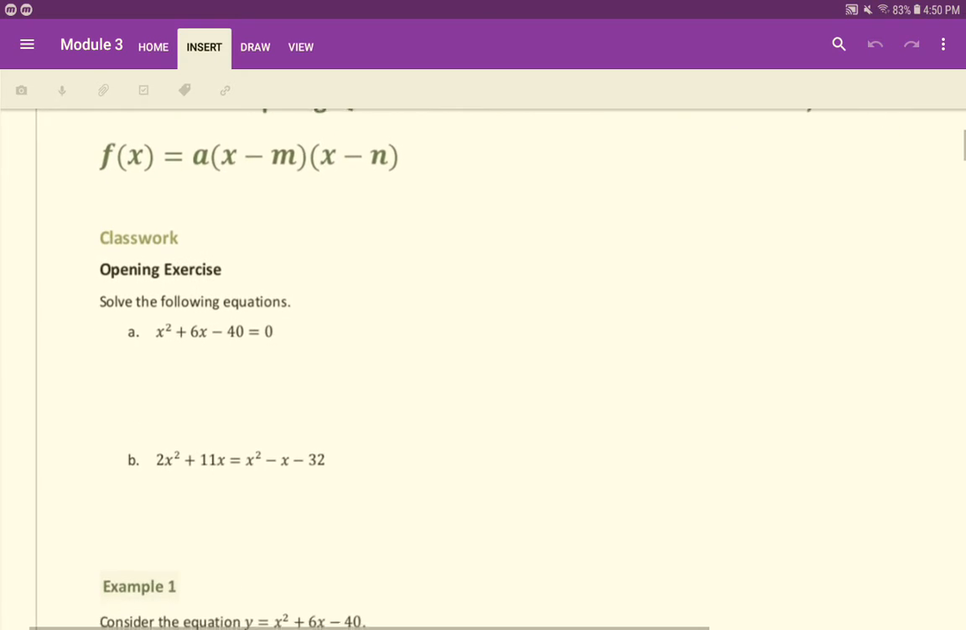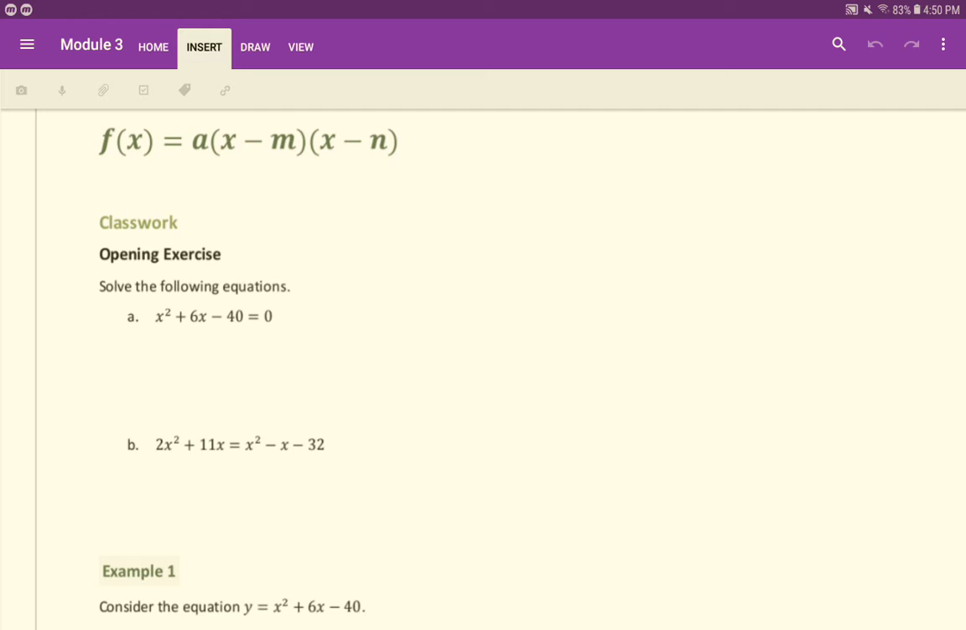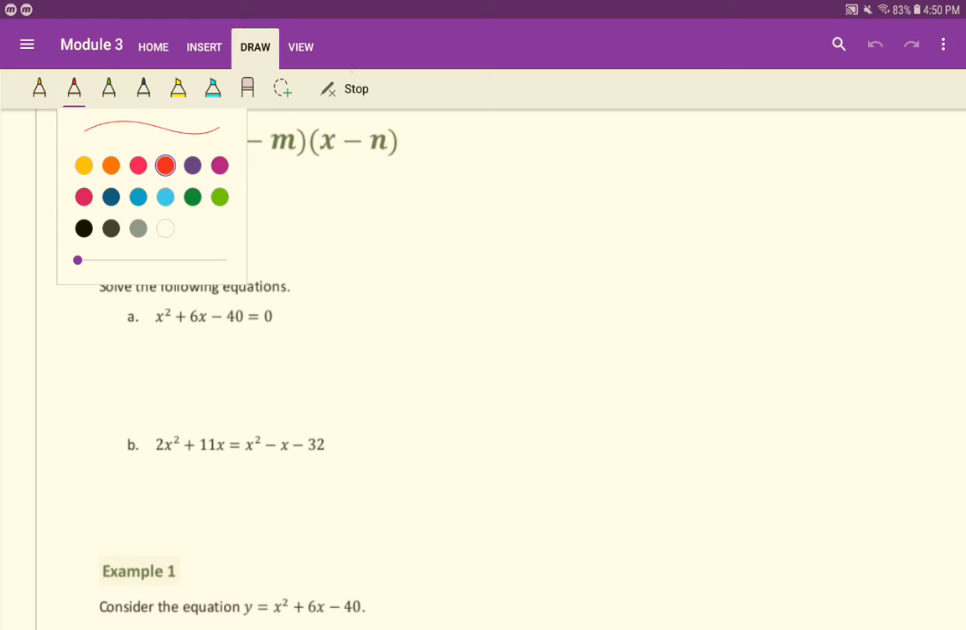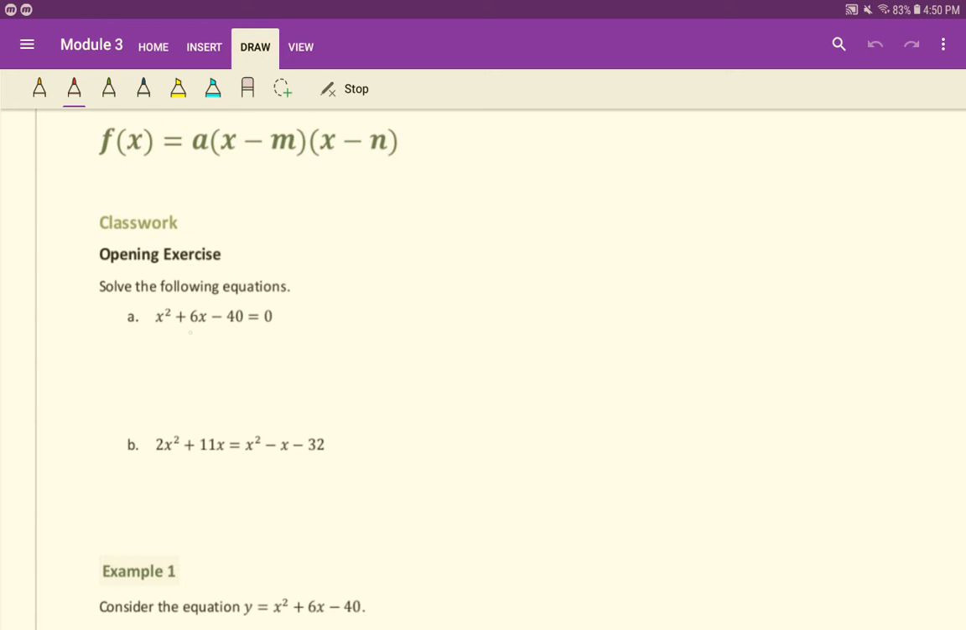So these opening exercises are actually a review from previous units, so I would encourage you right now to pause the video and try A and B on your own. Okay, so let's do these here. Letter A asks us to solve this equation. It's already equal to 0, so we can go ahead and try and factor this.